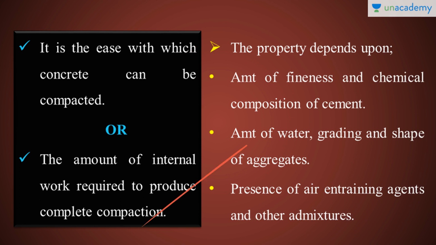That means the amount of internal work required to produce the complete compaction. How much work is required? How much work can be done? If it is less work, the compaction can be done with few internal work, or it requires a larger amount of work for the compaction to be completed. So that's what is said in the second definition.